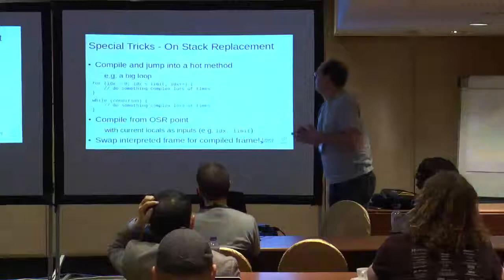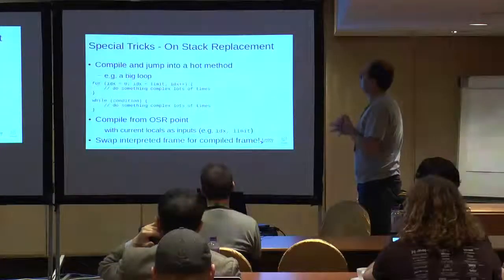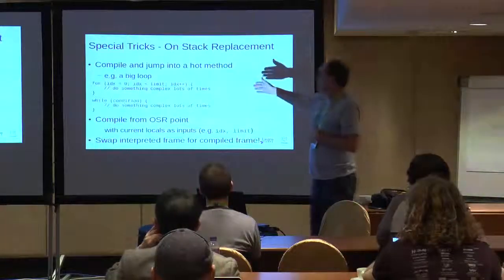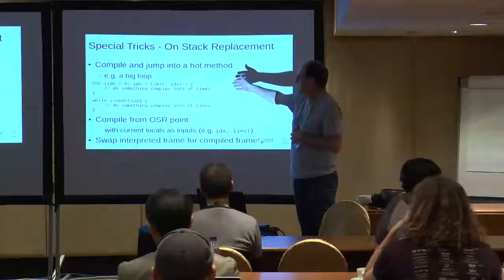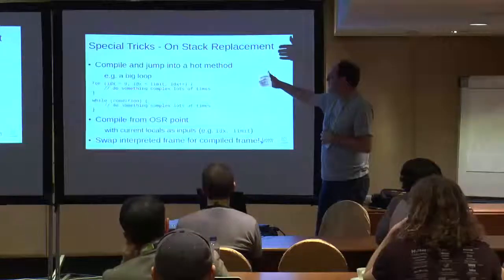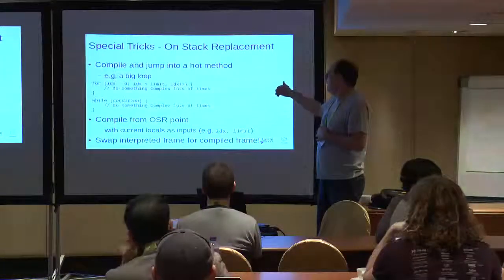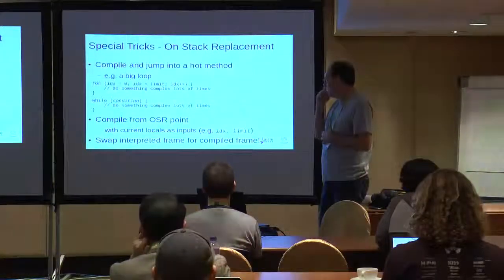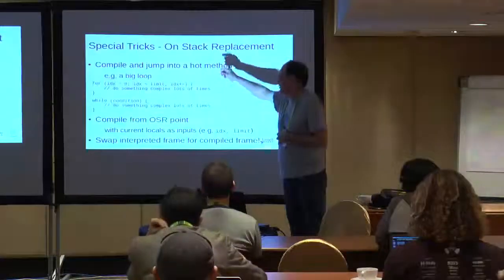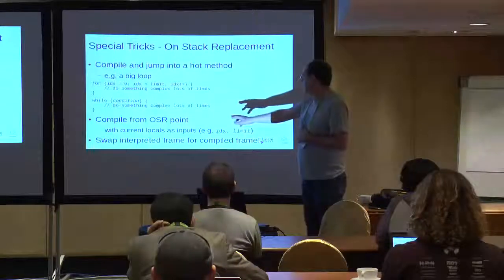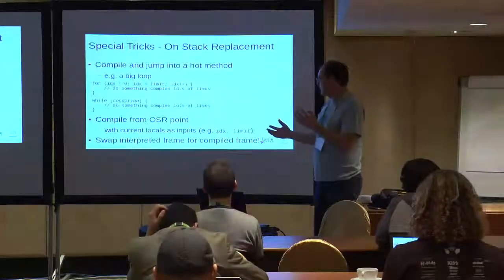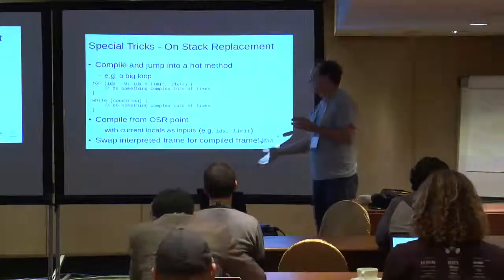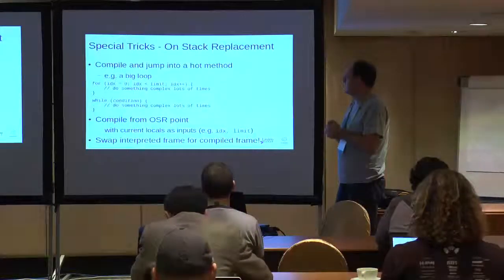Okay, we'll just move on to special tricks. So I think I mentioned this before actually, it's on-stack replacement. Compile and jump into hot method. So if you've got a big loop doing something complex lots of times, it initially executes in the template interpreter. Then it decides it's run enough times around this loop, so it decides to compile that. And it compiles from the OSR point, which is the backwards branch, with the current locals as inputs. And then it swaps the interpreter frame for the compiled frame, so it just jumps straight from the interpreter into the compiled code. So you don't have to wait for the method to finish until the compiled code is executed.